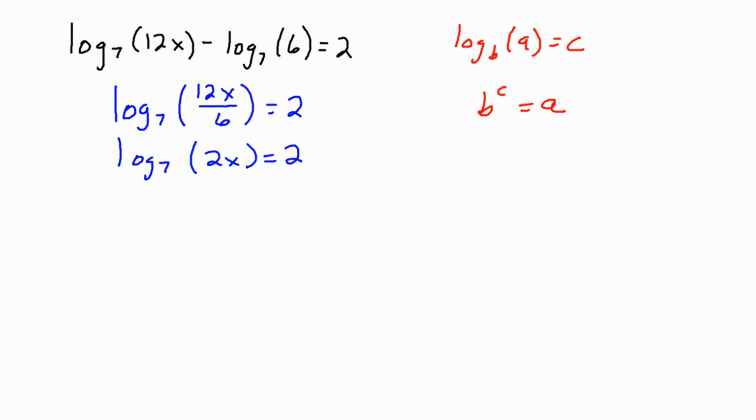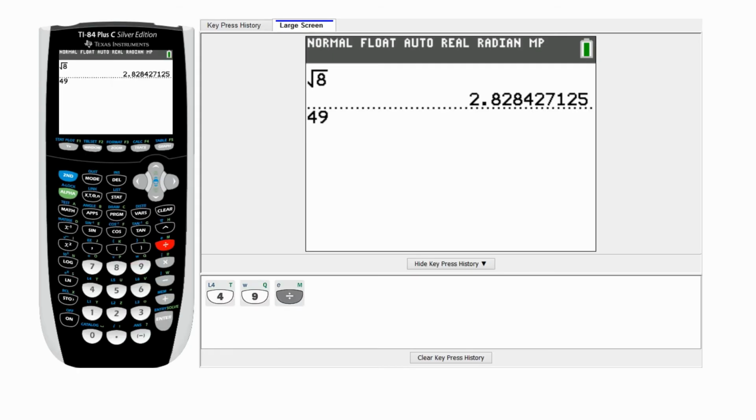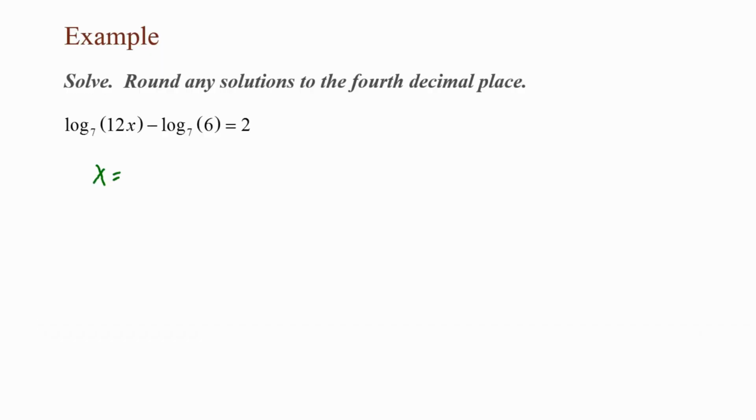Ready to write it from logarithmic form to exponential form. 7 squared equals 2x. I divide both sides by 2. 49 divided by 2 equals x. If you need to calculate, 49 divided by 2 gives us 24.5. X equals 24.5.